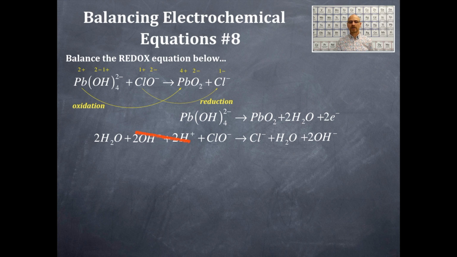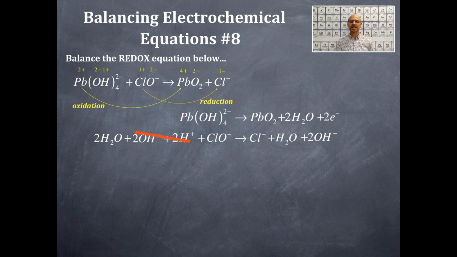Now I need to balance it for charge. On the reactant side, I have a 1- charge. On the product side, I have a 1- with the chloride plus the 2- with the 2 hydroxides. That's a 3- charge on the product side. So I have a 3- charge on the product side, a 1- charge on the reactant side.